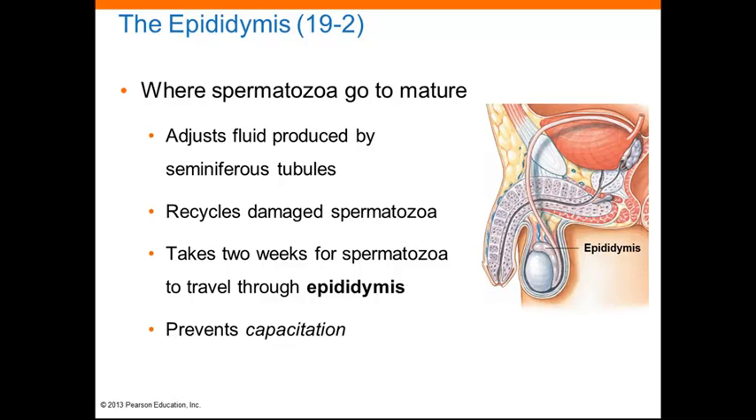So though the spermatozoa that leave the testes are not yet capable of fertilizing an ovum, they are still incapable of coordinated locomotion. So cilia will generate currents that carry the spermatozoa to the epididymis. The epididymis is a long, about 7 meters, coiled tube, and takes the sperm about 2 weeks to travel the length of the epididymis. The epididymis adjusts the composition of the fluid that's produced by the seminiferous tubules.